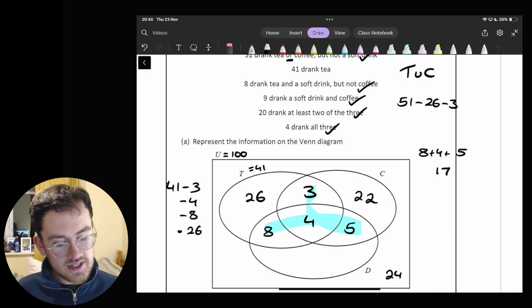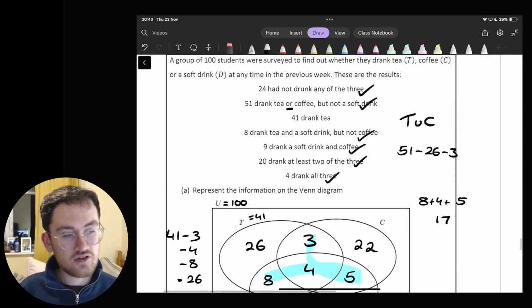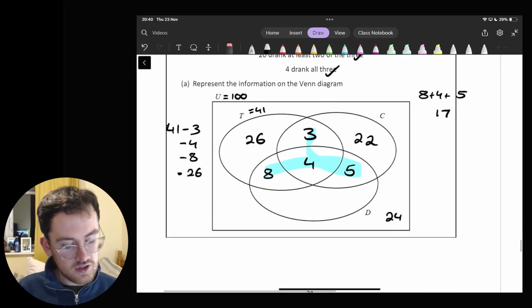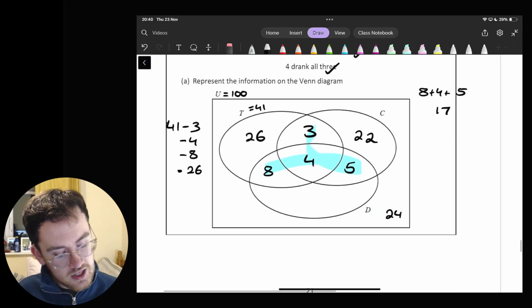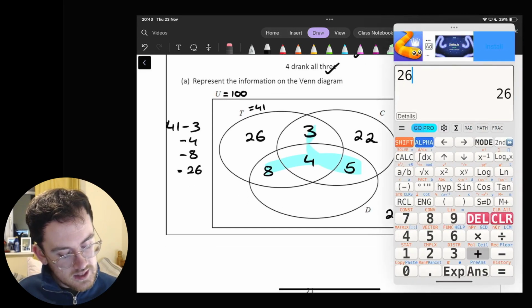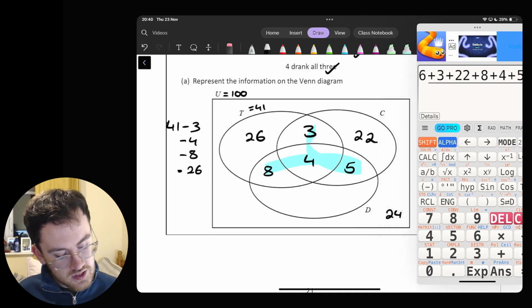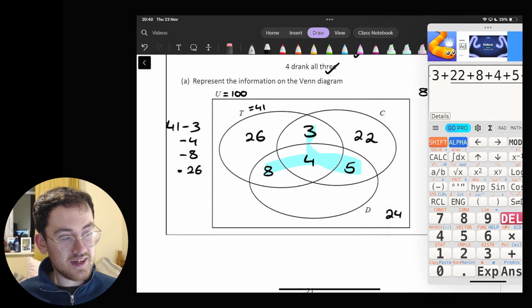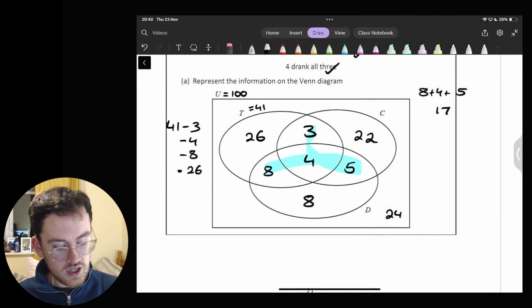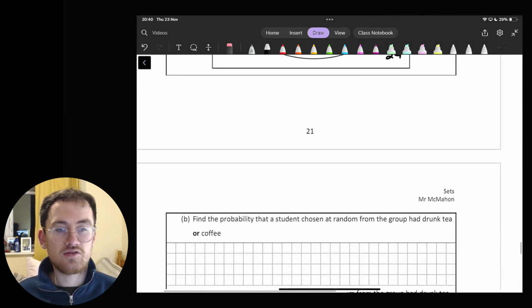And lastly, I want to see how many people drank just a soft drink. And I can add up all the information I have so far. So 26 plus 3 plus 22 plus 8 plus 4 plus 5 plus the 24 on the outside. That gives me 92 people. I should have 100. So there's 8 people who drank a soft drink only.